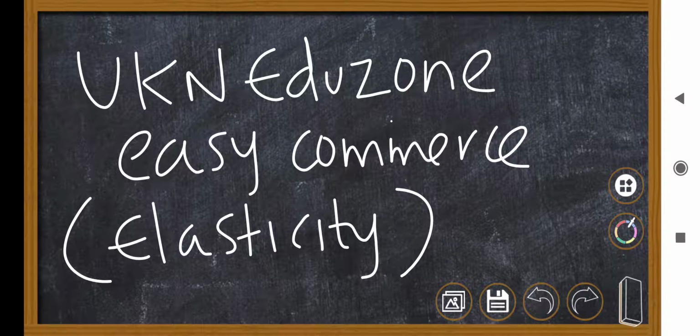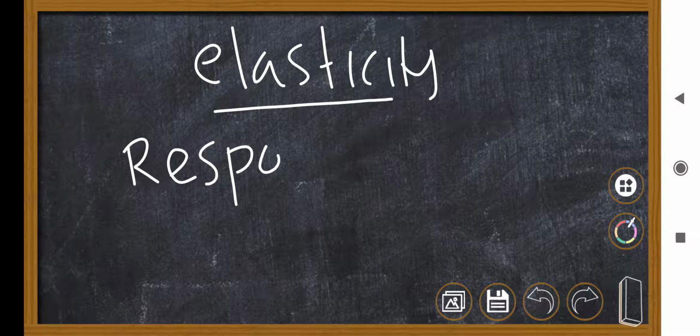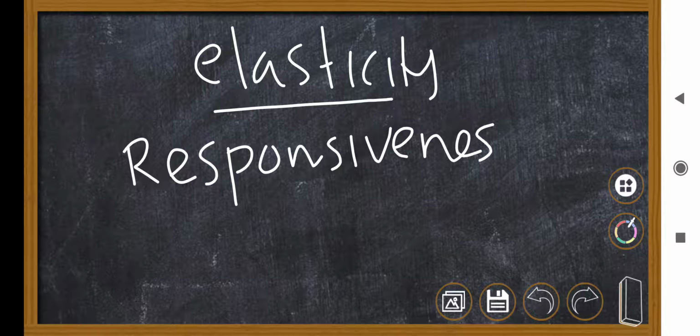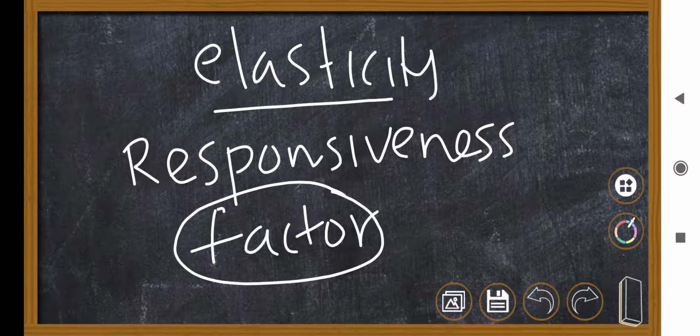In this class, let us understand what is elasticity of demand. First of all, the meaning of elasticity of demand. Elasticity of demand means responsiveness. Responsiveness of demand to a change in any one of its determining factors is called elasticity of demand.